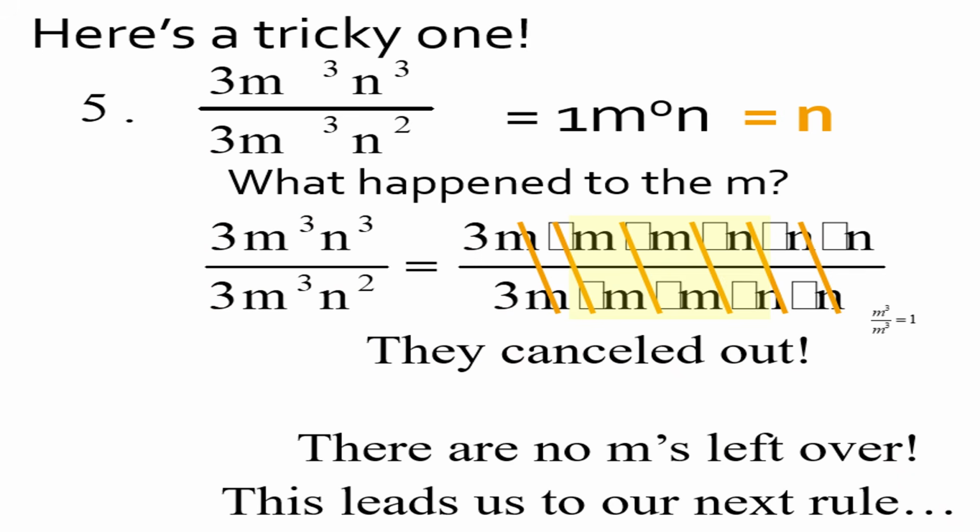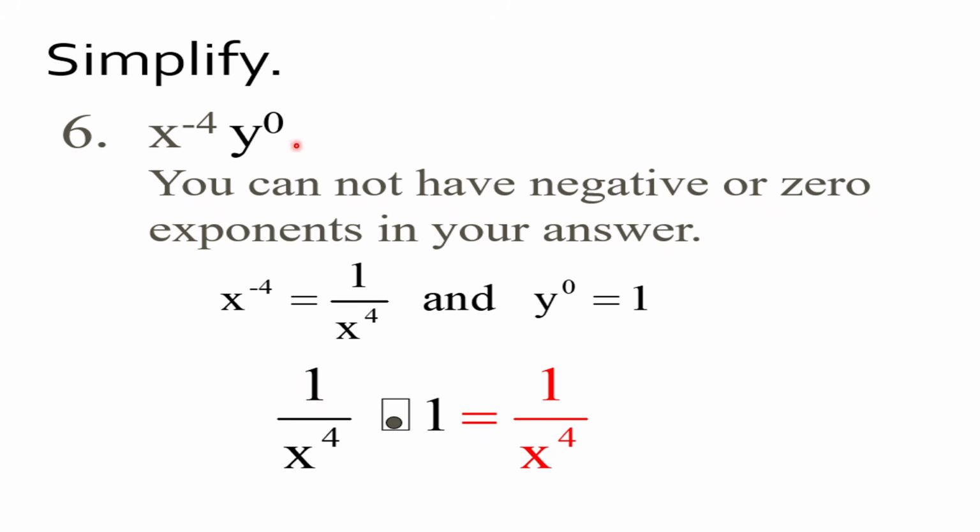Next. So here it is. We have 3 m cubed n squared over 3 m cubed n squared. So 3 divided by 3 is 1. And then 3 minus 3 is 0. Then 3 minus 2 is n. So in other words, the final answer is n. Why? n times 1 is n. Now what happened to the m? They are all canceled out, so there are no m's left over. So this leads us to our next rule.